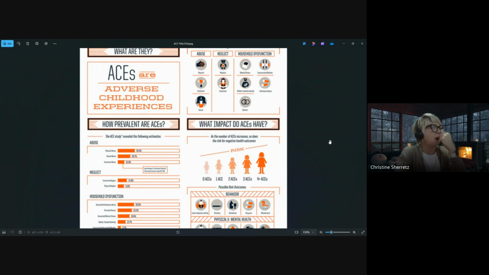Okay, so it has at the top, ACEs can be divided into abuse, neglect, and household dysfunction. So abuse, of course, we're thinking about sexual abuse, physical abuse, and emotional abuse. Neglect can be physical or emotional neglect. And then we have household dysfunction. If you are living with parents that have mental illness or are incarcerated, if you witnessed a parent that was physically abused, substance abuse, and even divorce.